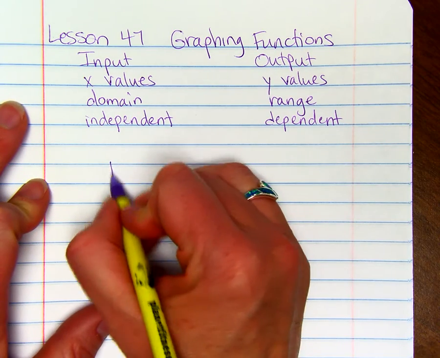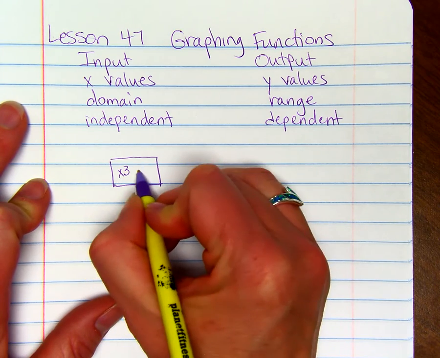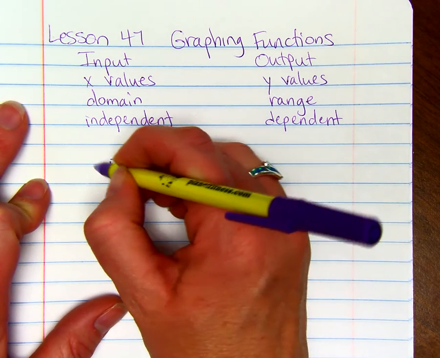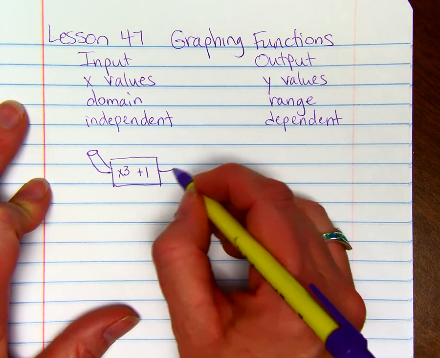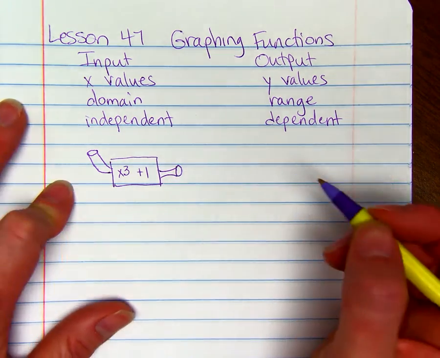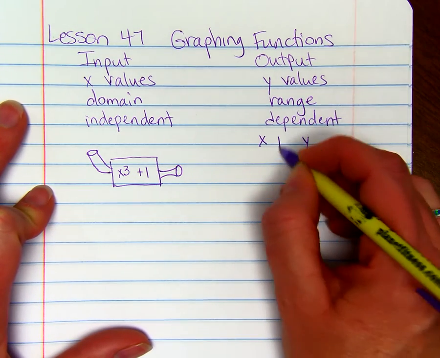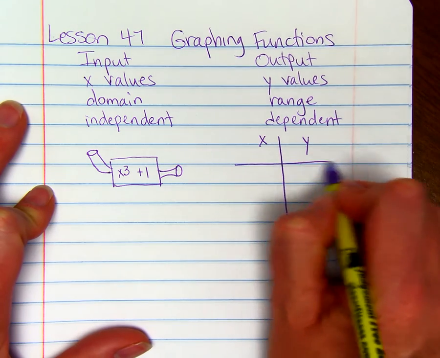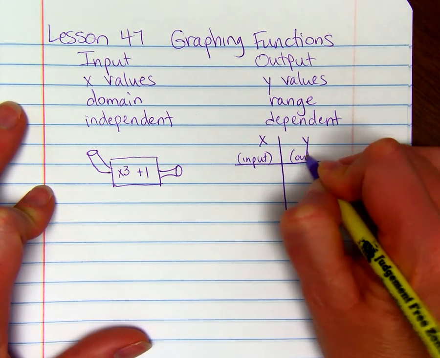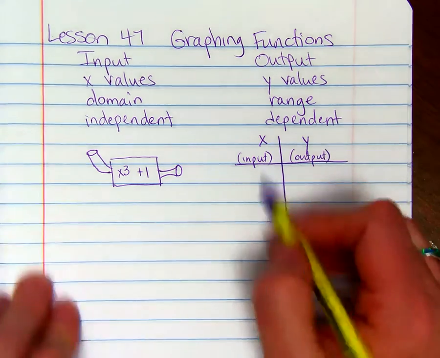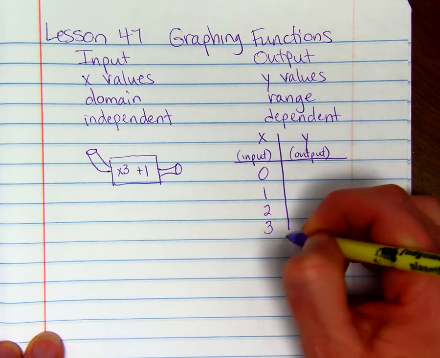So we're going to make a little function machine here. We're going to times 3 and then we're going to add 1. So we put in our input numbers, we're going to get out our output numbers. So let's do our x and our y table. Remember that x is our input, y is our output. So we'll just pick some input numbers. We'll start with 0, 1, 2, and 3.